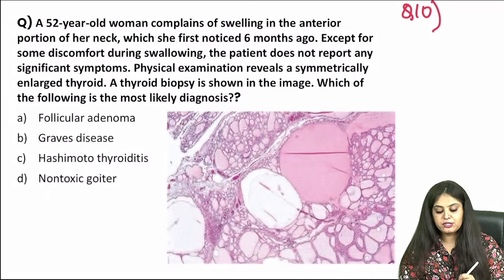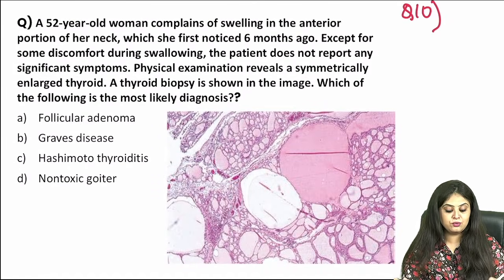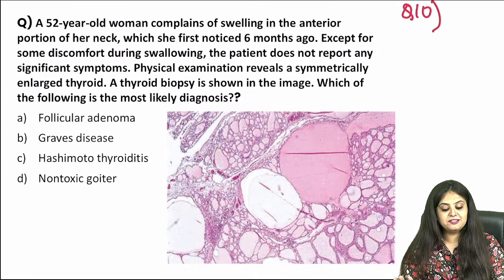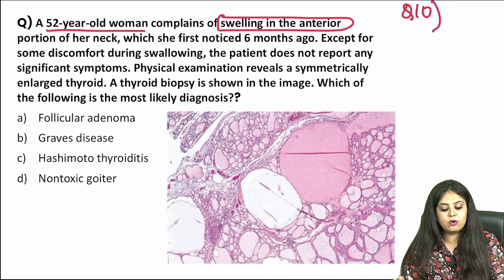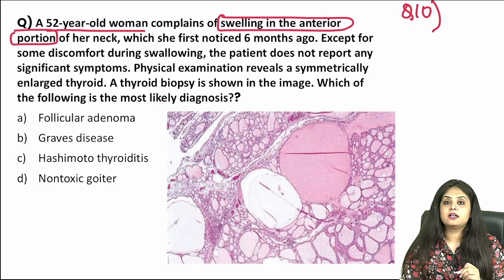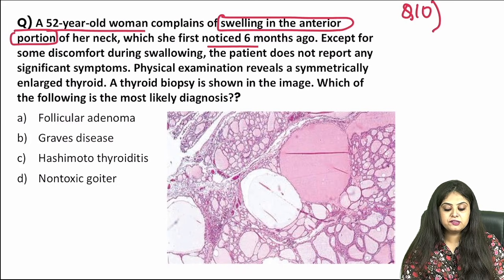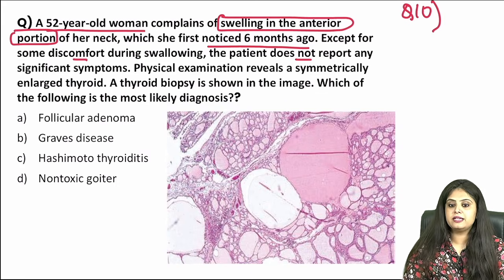Moving on to the last question, another organ which you don't study too often in pathology at least, is a 52-year-old woman complaining of swelling in the anterior portion of the neck. First thing coming to my mind is thyroid. Let's see further. She noticed this 6 months ago, and except for some discomfort during swallowing, there is not any other significant report that she is telling us.